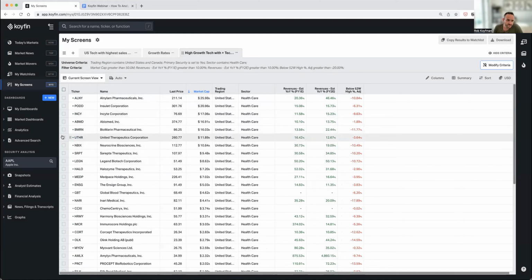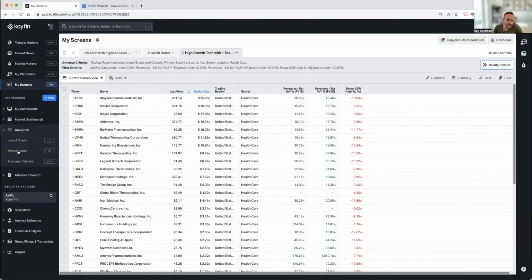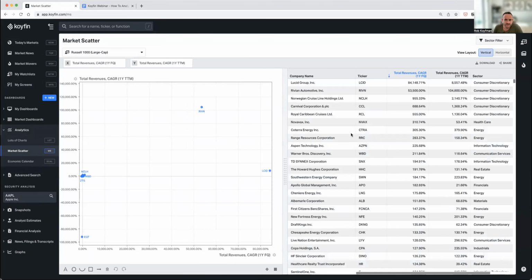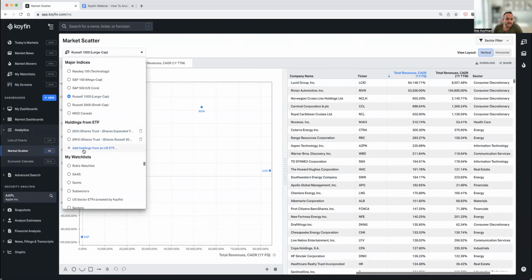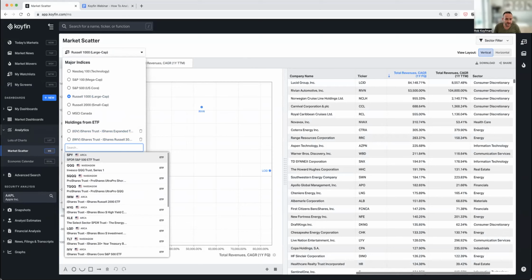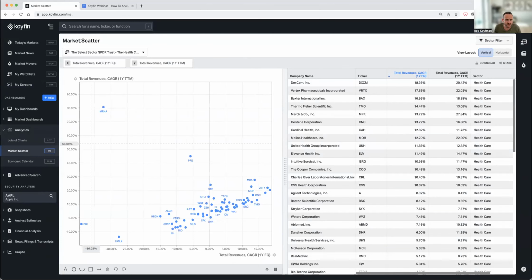or in whatever sector you're looking for. If I'm doing that for, let's say, the market scatter plot that we looked at before, there's two ways to do that. One is, I could look at the ETF, which represents the sector. So let's say I look at XLV, which is the healthcare ETF. That would give me the companies in this ETF, which are only healthcare companies.